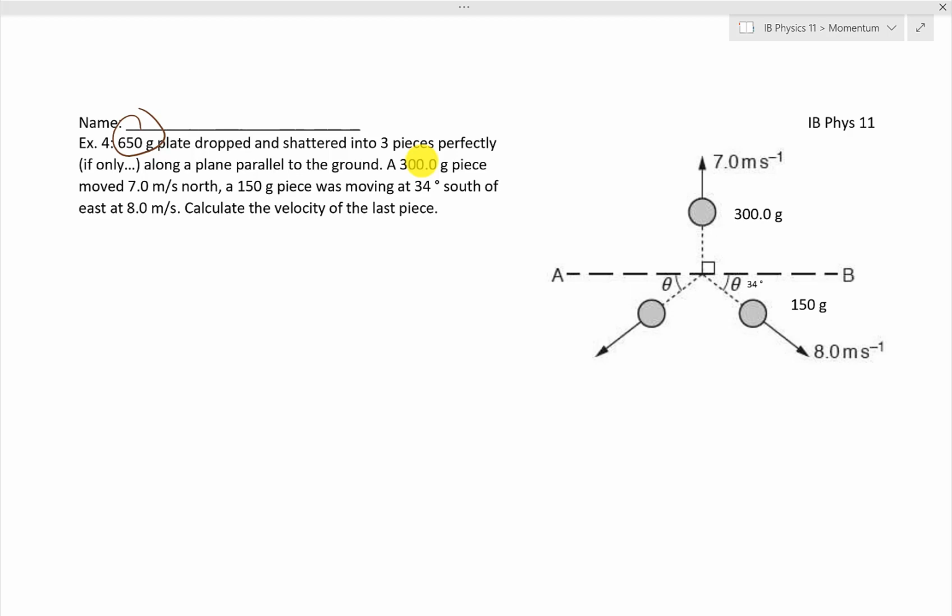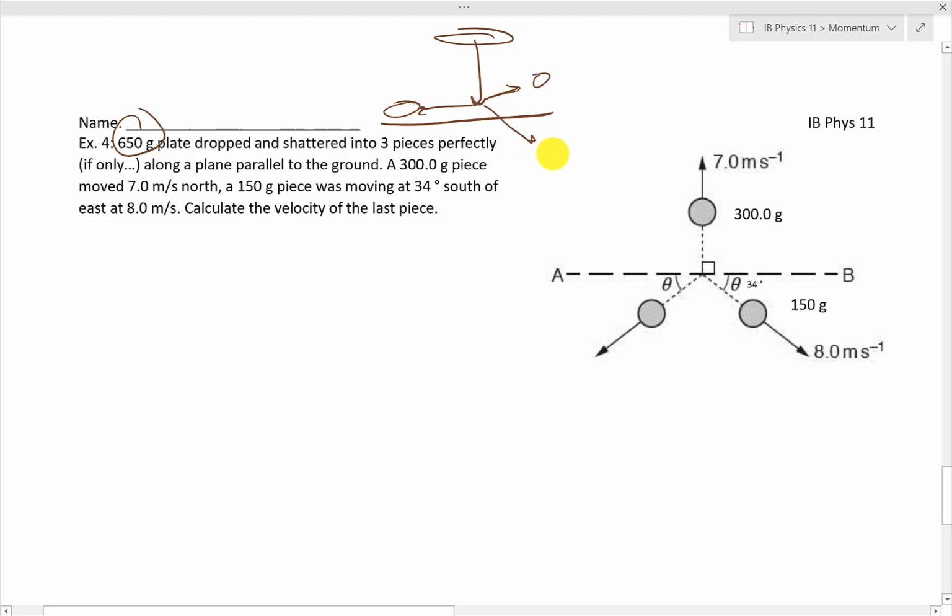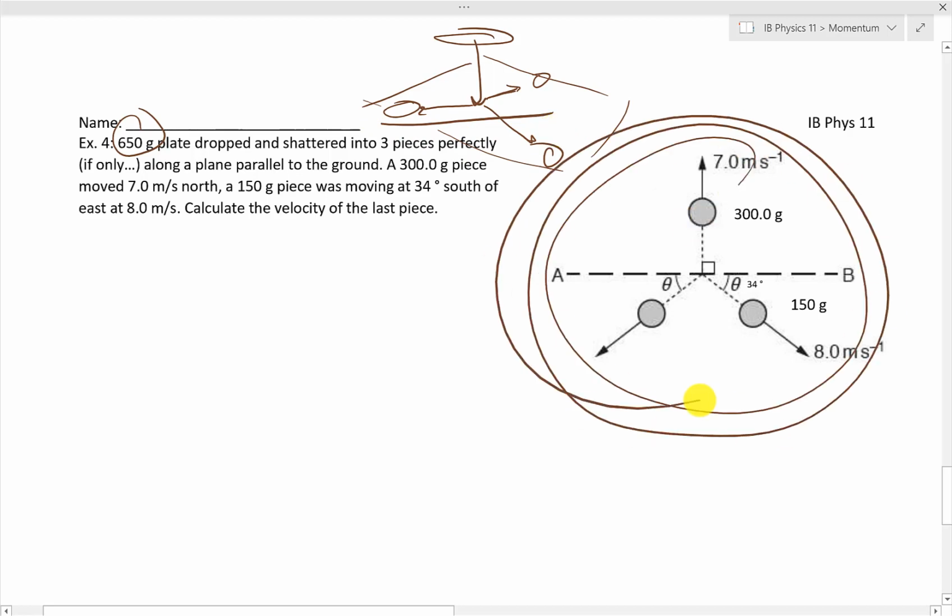So what that looks like is, let's say I'm looking at the plate on the side view. It's coming down, it's going to hit the ground, and I'm going to have trouble drawing this 3D way, but imagine one piece shatters here, one piece shatters like into the page kind of, and then one shatters here. So essentially, this shattering is along a plane, along a sheet of paper that is parallel to the ground. So that's what it looks like. So if I was looking at this diagram here, then this would be a bird's eye view, me looking at the ground.